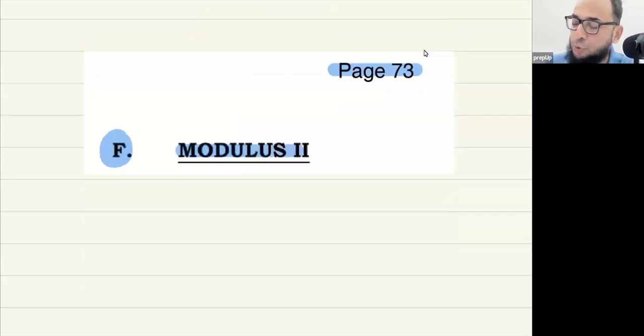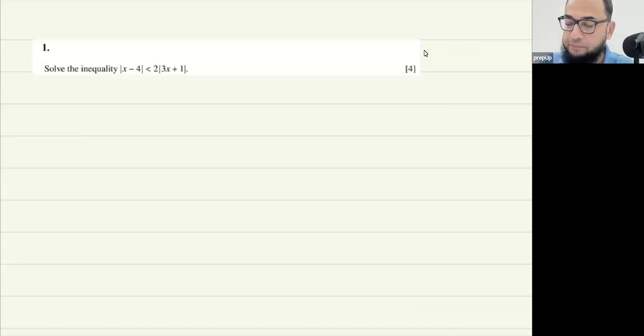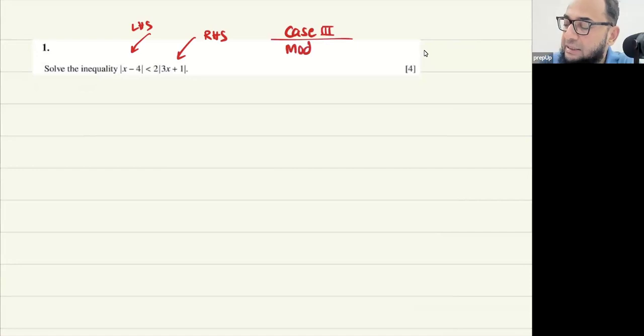This is modulus 2. Modulus 2 is P3 past paper questions. Let's look at question number 1. What is the rule? We will decide on the case and then we will solve it out. So now there is modulus on the left hand side. There is modulus on the right hand side. So this is case number 3. This is modulus on both sides.